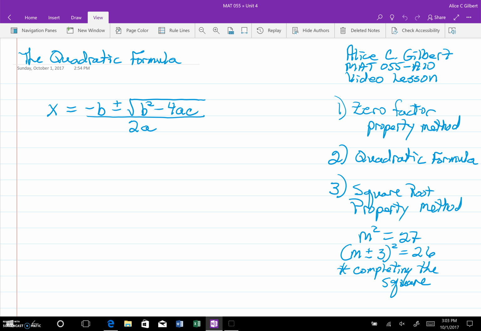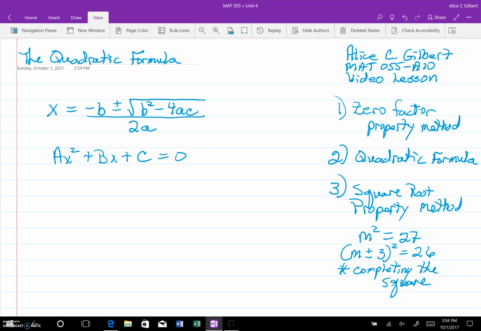So again, the quadratic equation in standard form is ax squared plus bx plus c equals 0. Okay? So once we have it in this form, then we can decide now which method we want to use to solve. So remember, always try the zero factor property method first. Factor it, set them equal to 0. If that does not work, then use the quadratic formula.